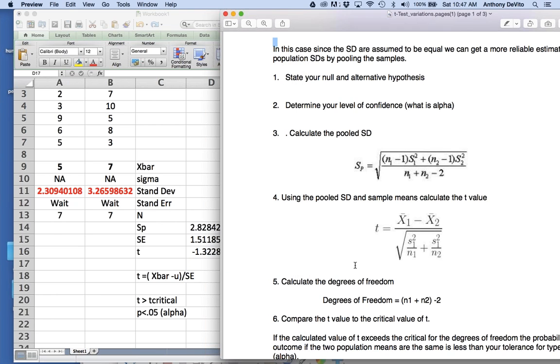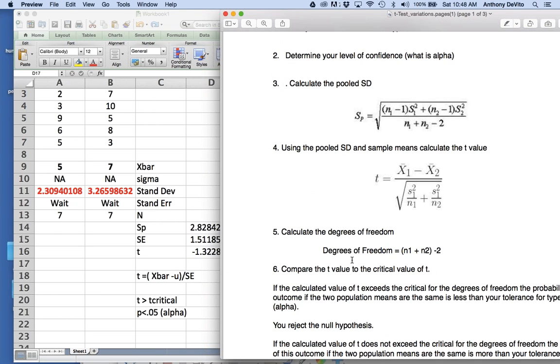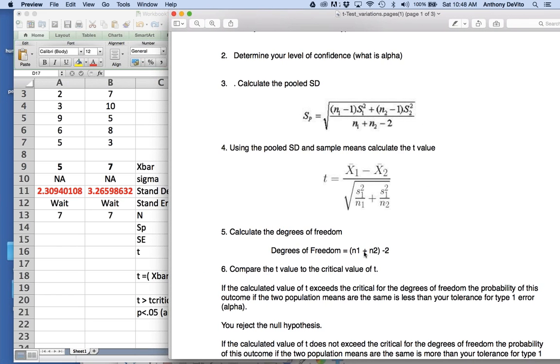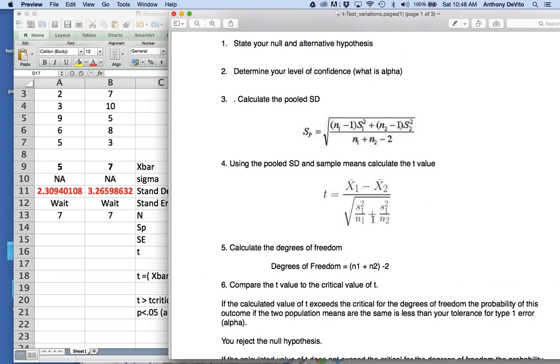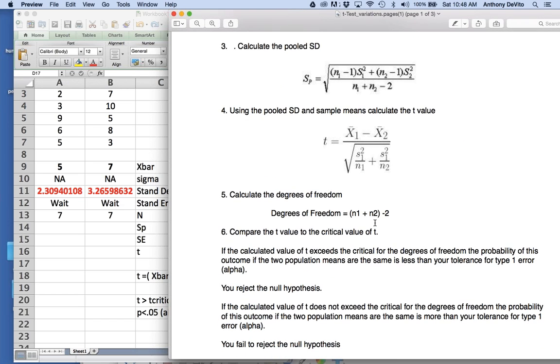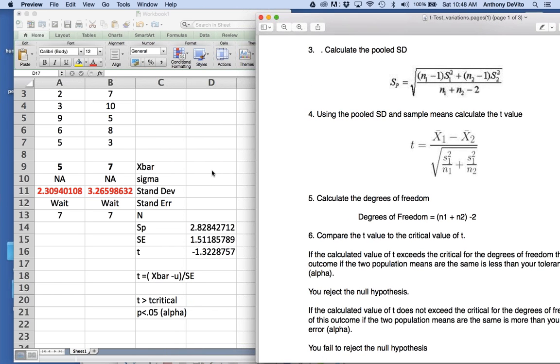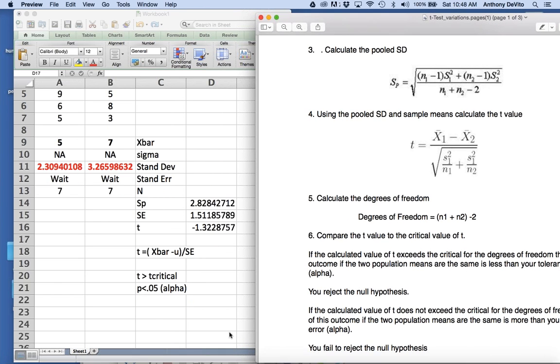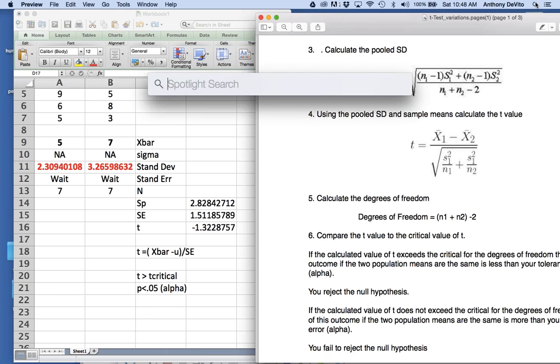Well, how do you determine what the critical t-value is? You need the degrees of freedom, which for this situation where you're pooling standard deviations is n1 plus n2 minus 2, which is 14 minus 2, which is 12. You would take that 12 and go to your t-table.